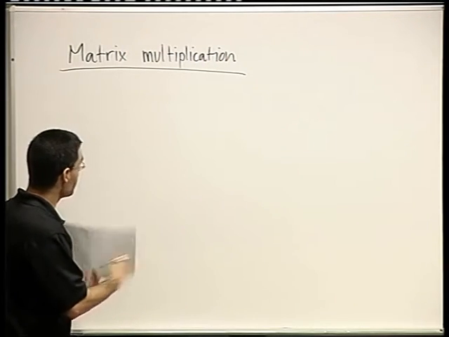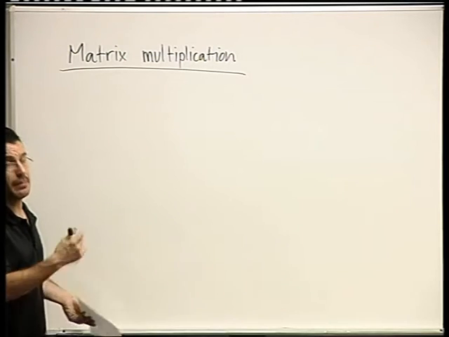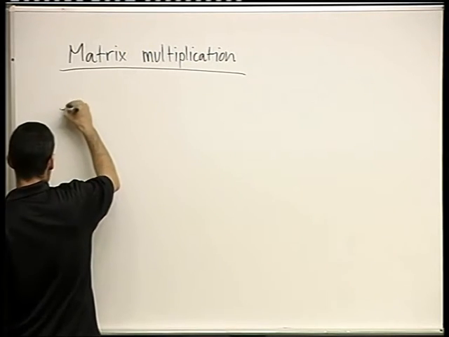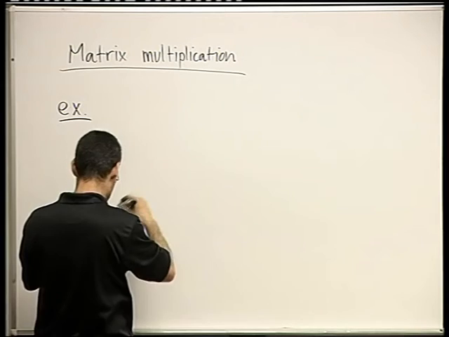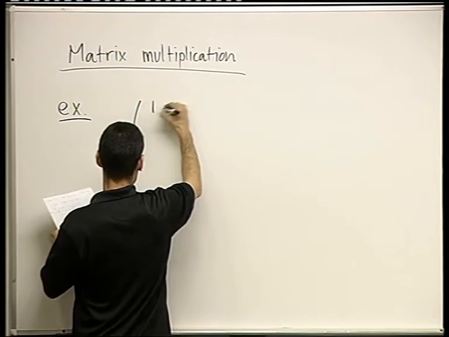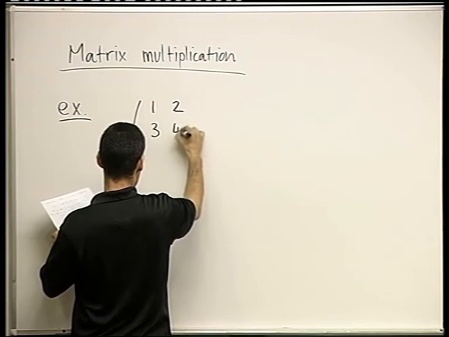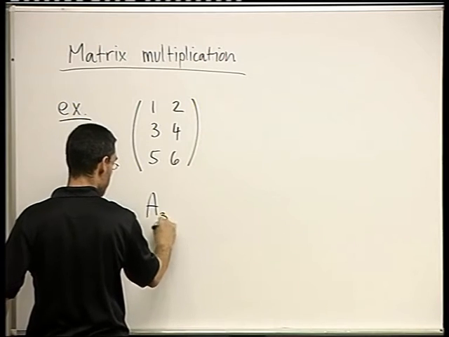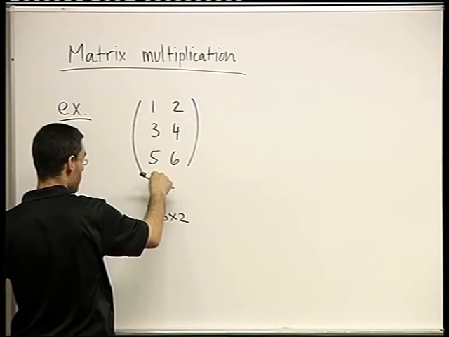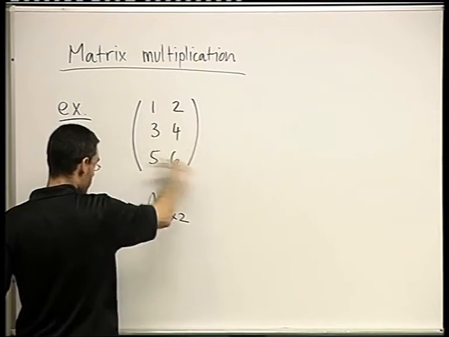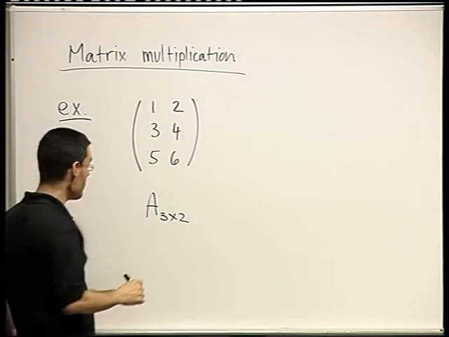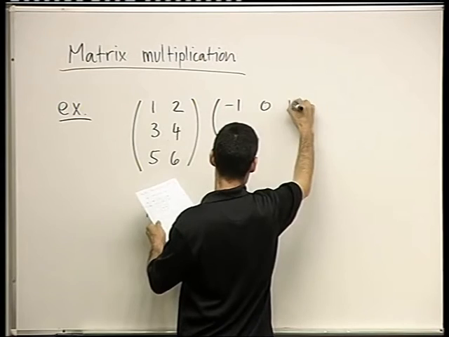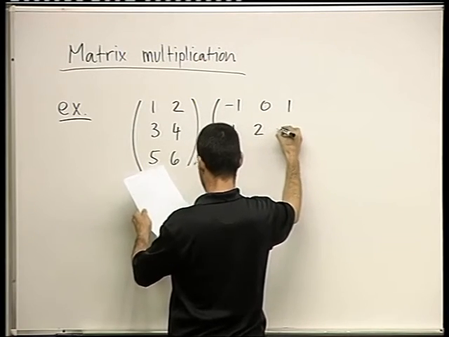Okay? So I'm going to start with an example, just so you see what I'm doing, and then I'm going to write the formal definition, which takes time to get used to. So here's an example. I'm going to take the following two matrices. This is going to be A. It's going to be 1, 2, 3, 4, 5, 6. So this is a matrix. We're going to call it A. It's a 3 by 2 matrix. It has 3 rows, 2 columns. Do you agree? And I'm going to multiply it by the matrix negative 1, 0, 1, 1, 2, negative 2.